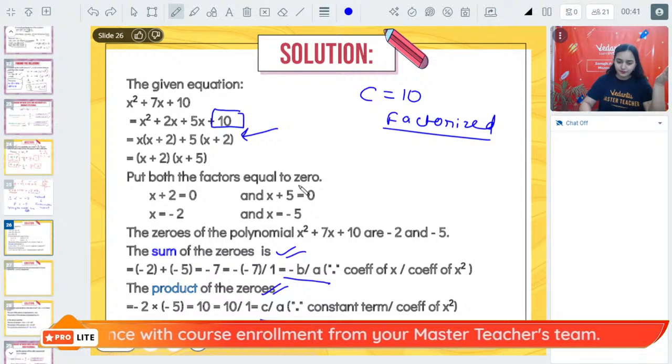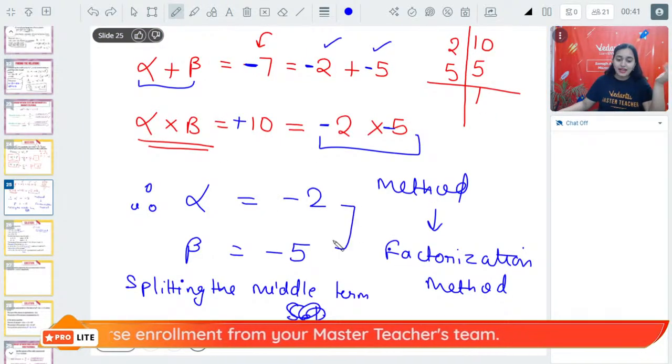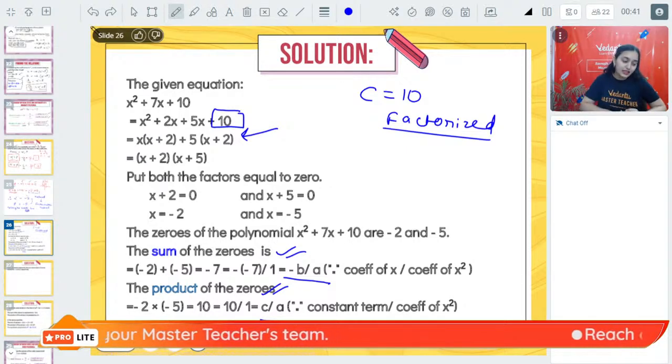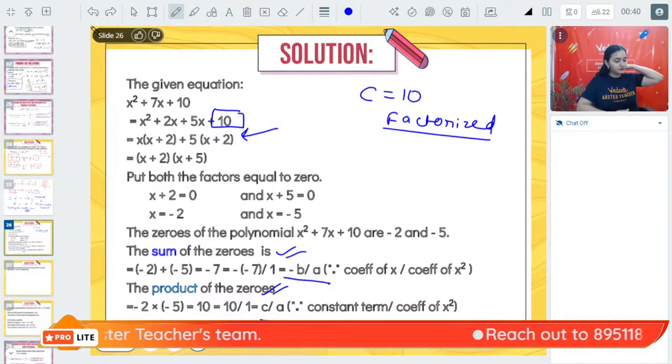How can you prove it? Take the values of alpha and beta, add them, you should get minus B upon A. Take the values of alpha and beta, multiply them, you should get C upon A. Okay.